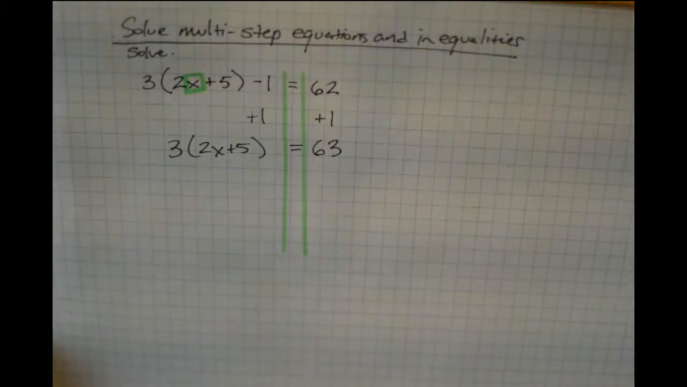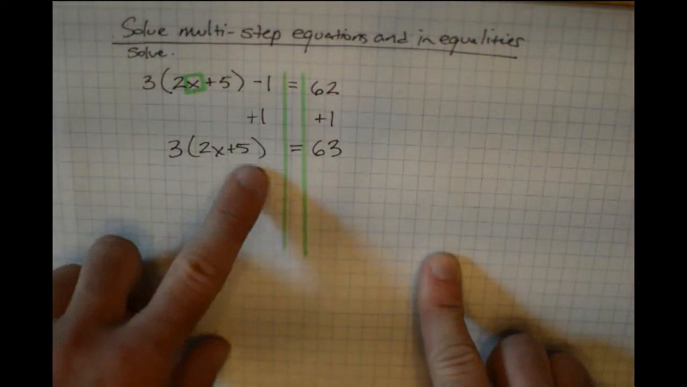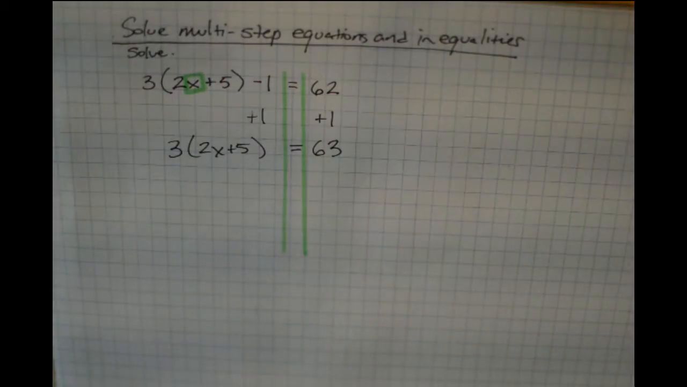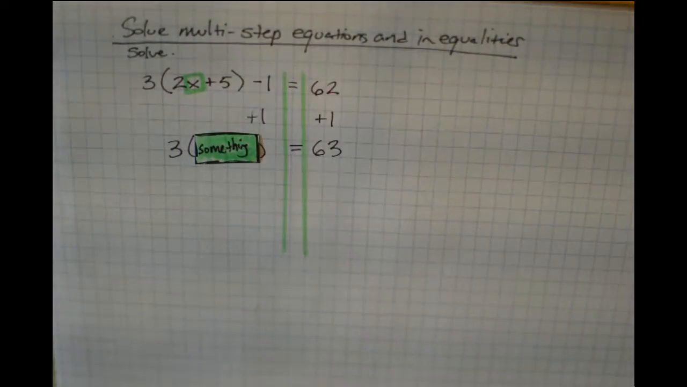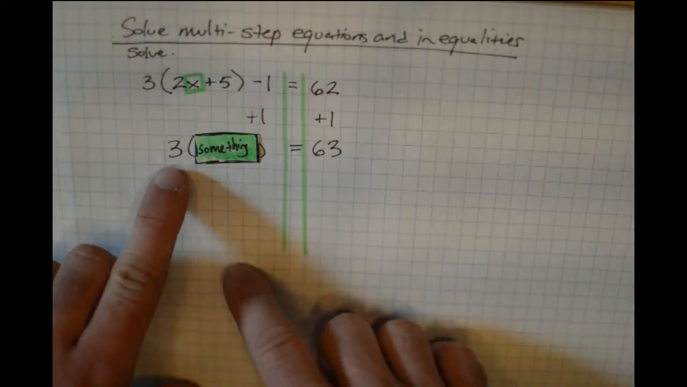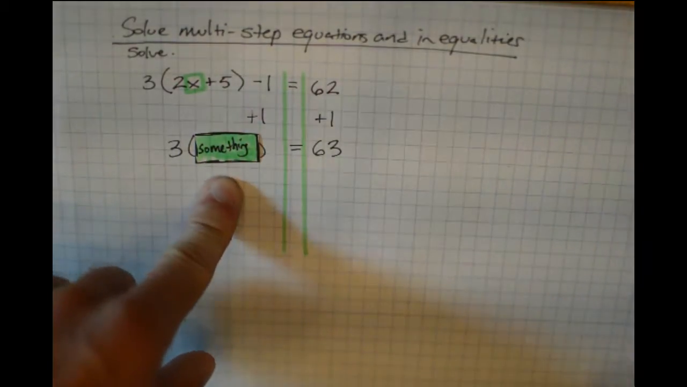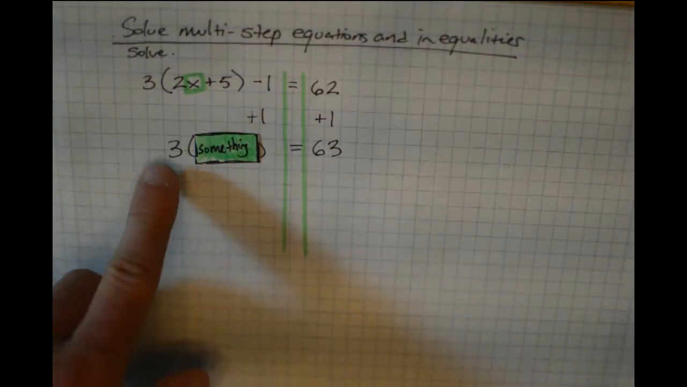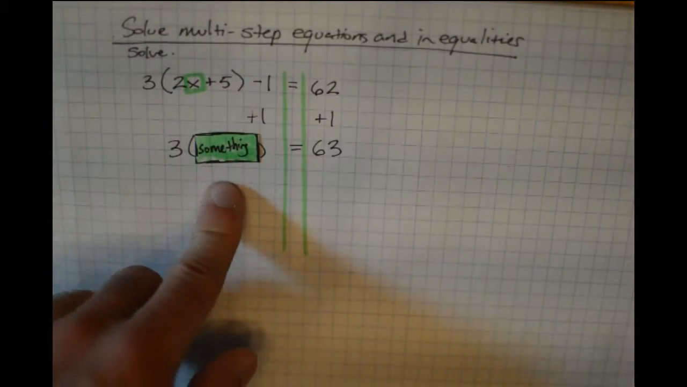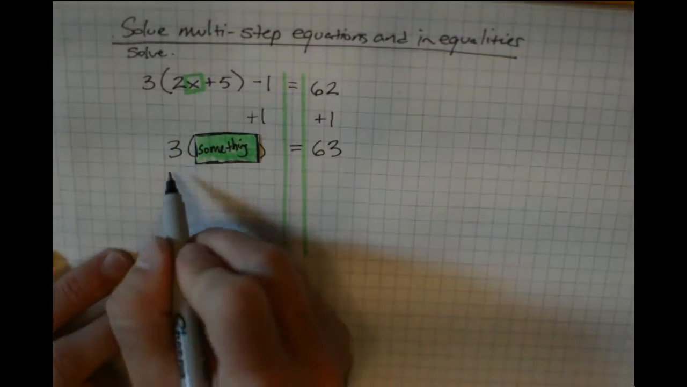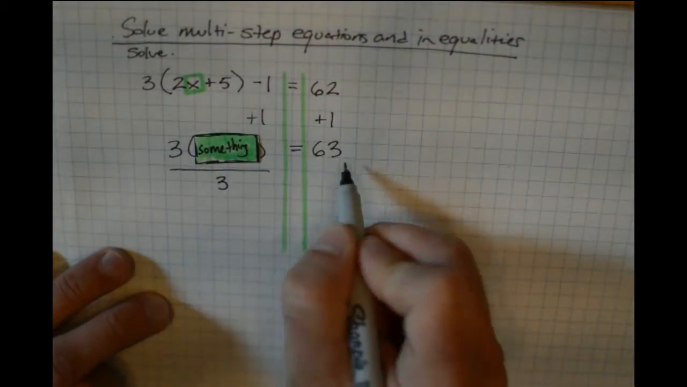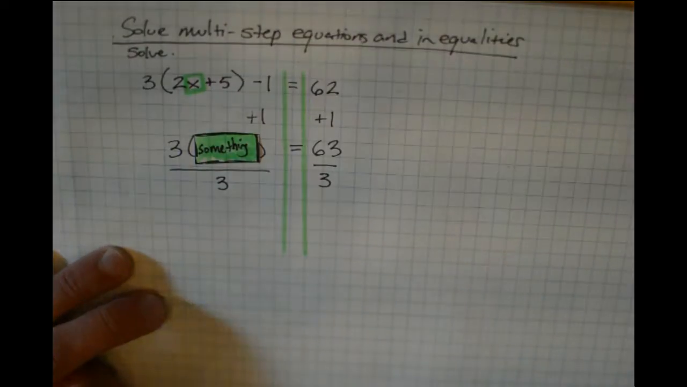Now there's a couple ways we could go about this from here too. You could maybe think about distributing the 3 and seeing what you have. But when I look at this, I see that I just have 3 times something equals 63. So I want to get rid of that 3. I have 3 times something, and I just want to know what that something has to be equal to. The inverse of multiplying is to divide. So I'm going to divide that entire left side by 3 and the entire right side by 3.